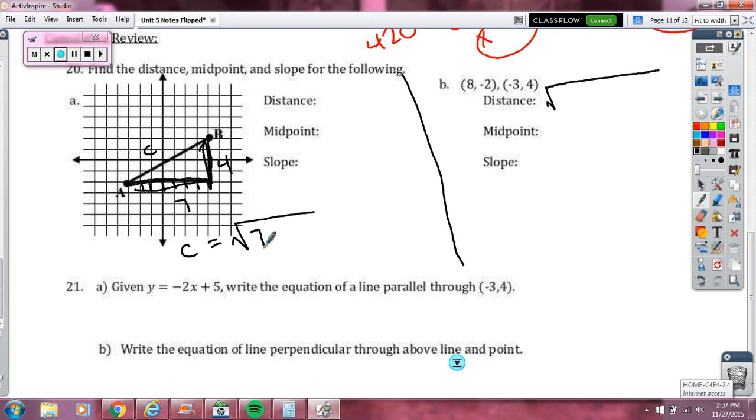So I would have 7 squared plus 4 squared, or 49 plus 16. Let's see, so I'll take a 1 from there, make it 50 plus 15, which would be 65. Square root of 65.